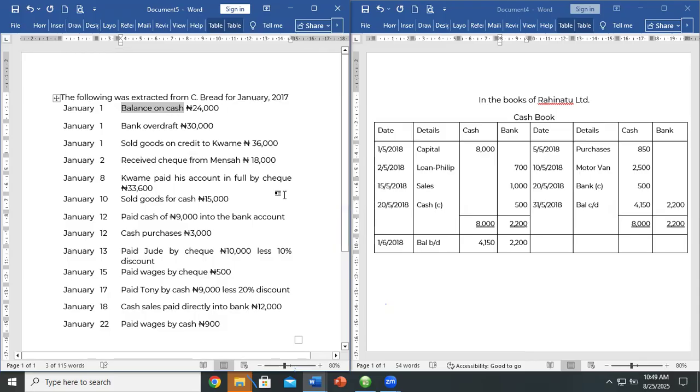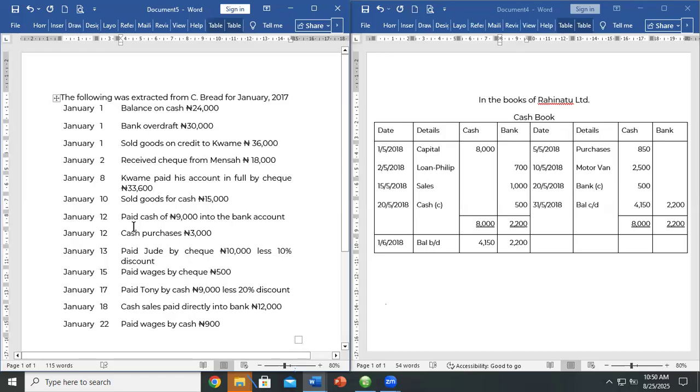Now, if you see sold goods on credit to Kwame, this one will not come here, because it has no business in the cash book. This will go to the sales journal, as it's a credit sale. We have received a check from Mensa. Kwame paid his account in full by check. Kwame was somebody we sold to on credit, and he's now making payment. Sold goods for cash. We have paid cash into the bank.